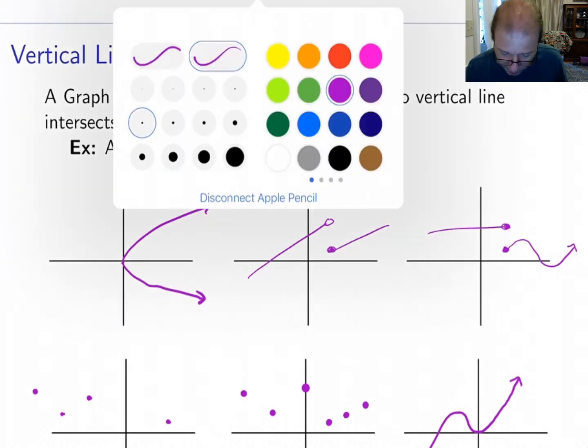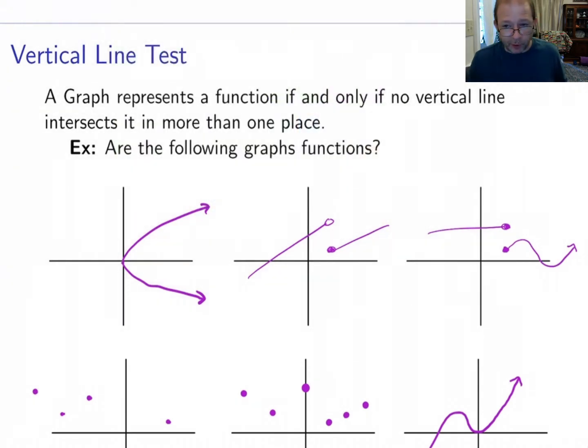So if we go down here and we look at all these different graphs, we can look at them and determine whether they're functions or not. This first one, is that a function? No, because I can draw a vertical line there that touches it in 2 places. Now you might say, what about over here? I could draw this line and it only touches it in 1 place. That's not good enough. If there's anywhere where you can draw a vertical line and it touches it in more than 1 place, it's not a function.